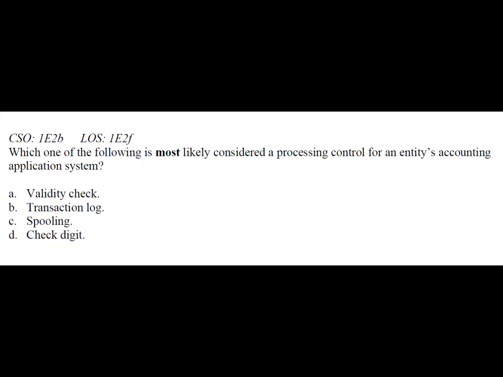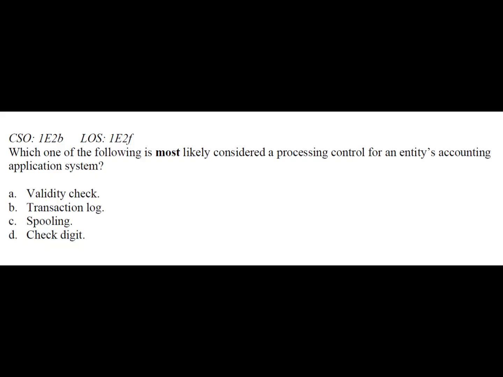A validity check is an input control that verifies whether entered data conforms to predefined codes or acceptable values before processing begins. B. Transaction log. Correct. A transaction log is a processing control that records transactions processed by the system, creating an audit trail that helps verify completeness, identify processing errors, and support recovery if processing problems occurred.